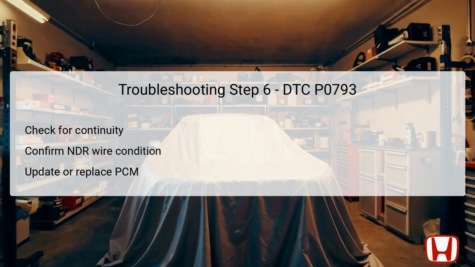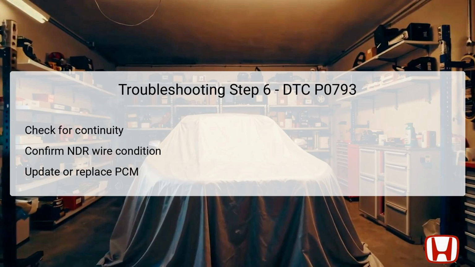The final step in troubleshooting the DTC P0793 involves checking for continuity in the NDR line. The ignition should be in the lock position, and both the CVT drive pulley speed sensor 3P and PCM connector B, 51P, should be disconnected. Measure continuity between the CVT drive pulley speed sensor terminal number 1, red-blue, and terminal number 44 on the PCM connector B, also red-blue. If continuity exists, the NDR wire is confirmed good.